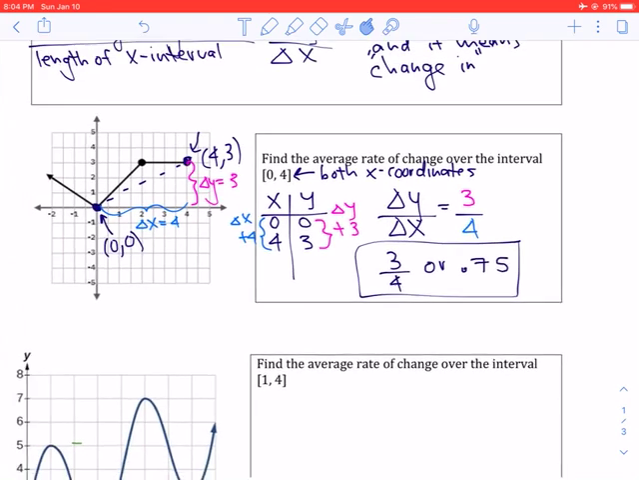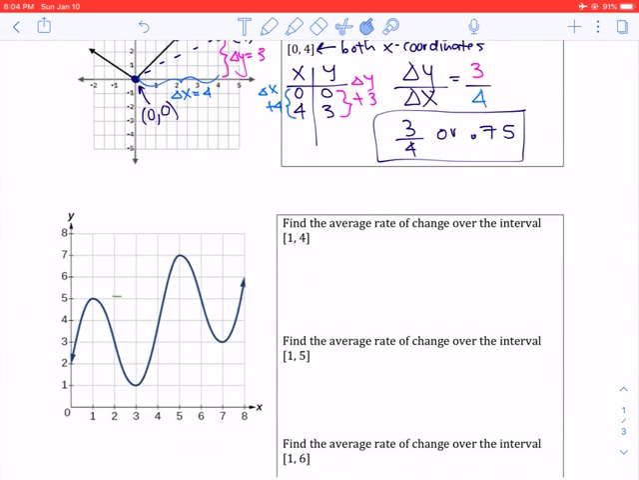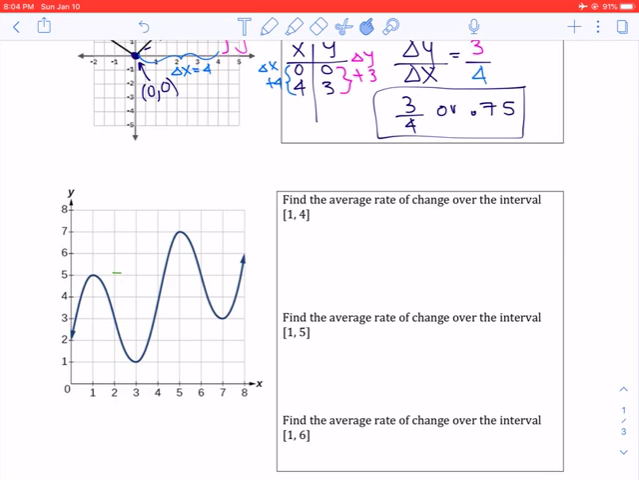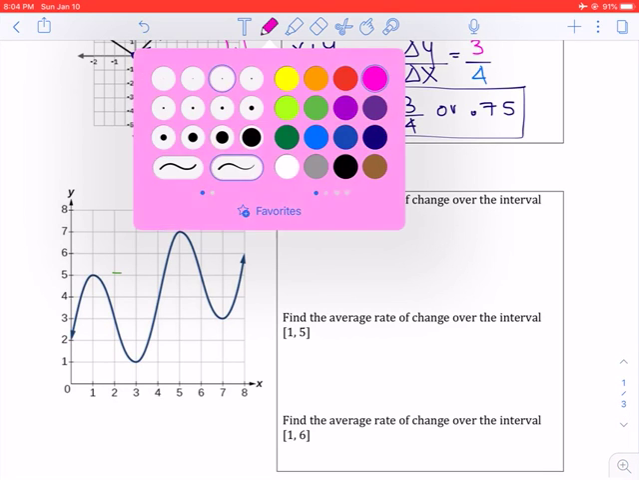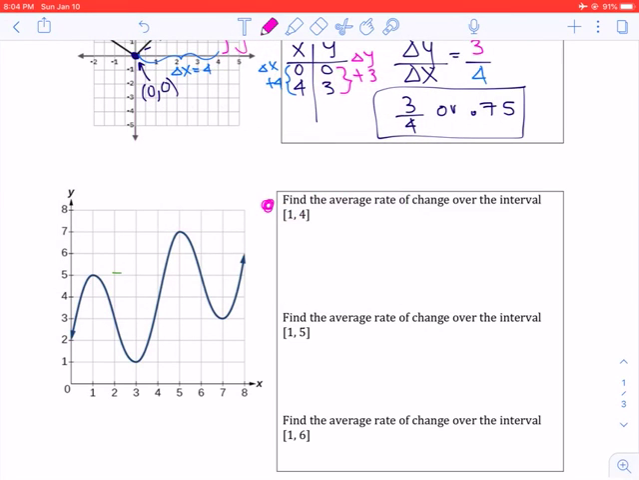All right, let's try another one. This next one is not made up of any linear pieces, and we're going to do 3 different intervals. So instead of using the pink and the blue like I did above for the x change and the y change, I'm going to use one color for each of these. So this first one I'm going to do in pink. Find the average rate of change over the interval 1, 4. Remember, both of those are x coordinates.